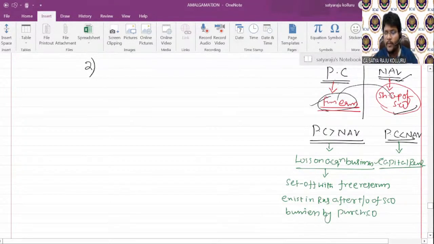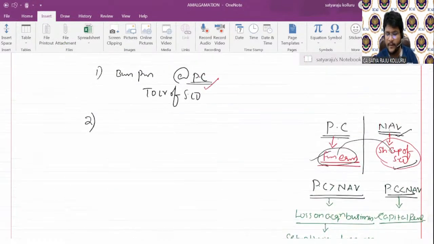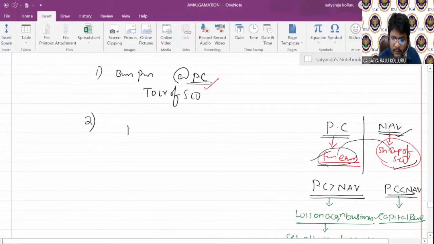Now, one more time repeating, the loss on acquisition of the business is set off with free reserves existing in reserves and surplus after takeover of the selling company's business by the purchasing company. For example, I'll give some figures here, then you can easily understand. Concentrate. Let us assume the purchase consideration is 50 lakhs.